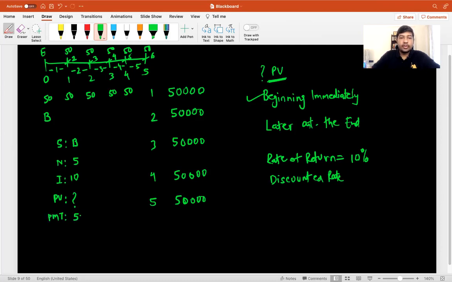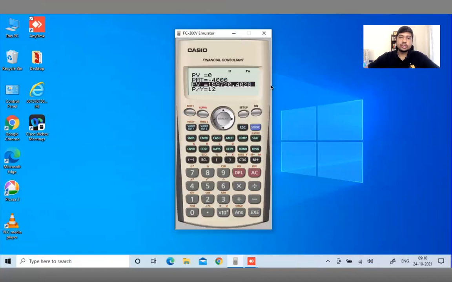Okay, so it will be 50,000 rupees positive since you're getting the money as an inflow. Future value is 0, since after 5 years, you are not expected to get anything in the future. Payment per year is 1, since you're getting this annual cash flow, and compounding per year is also 1. So this will be your input and you will solve this in the calculator. So let's do this.